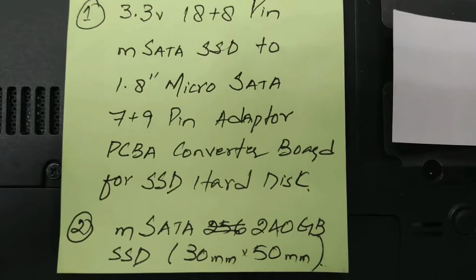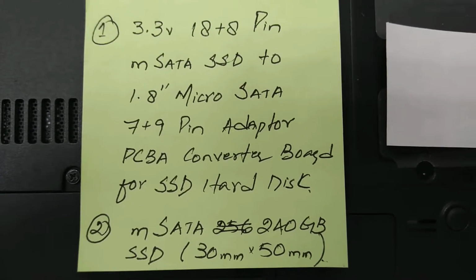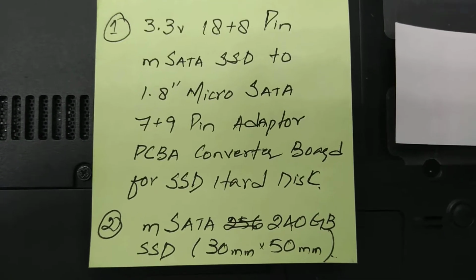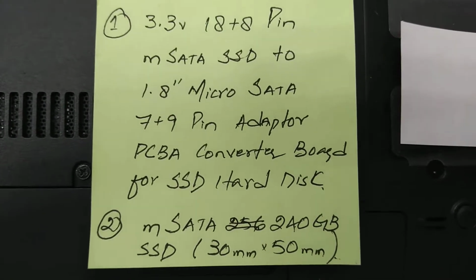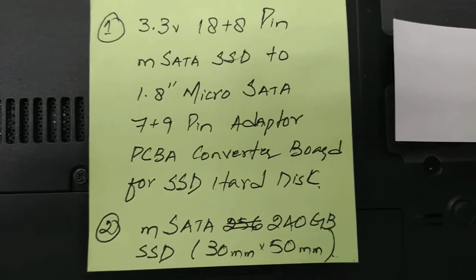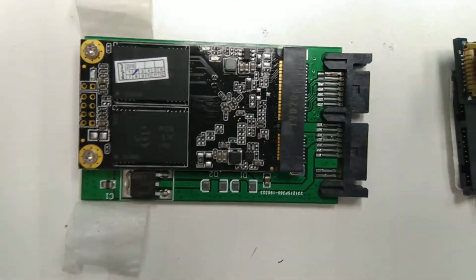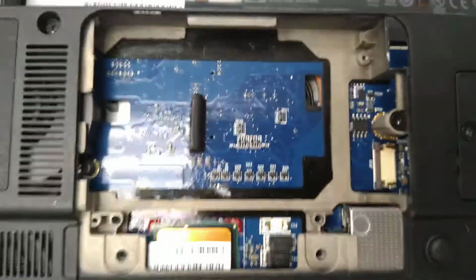So what I did, I used a 3.3 volt 18+18 pin mini SATA SSD to 1.8 inch micro SATA 7+9 pin adapter, and I used an mSATA hard drive, like 30 by 50 mm. Here it is. You can purchase the controller and the hard drive from anywhere, it's up to you. And then when I put it in, it detected that hard drive and worked great.